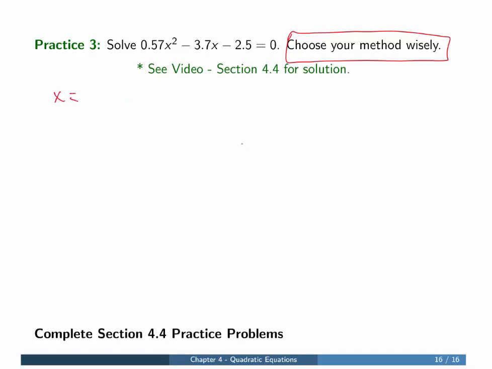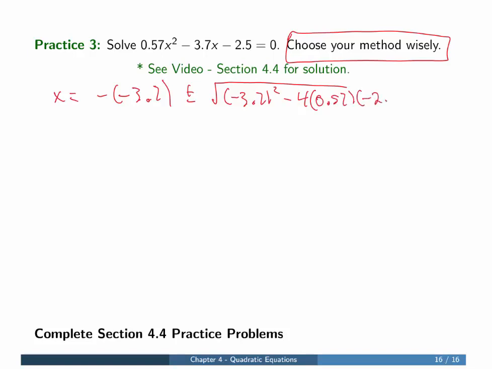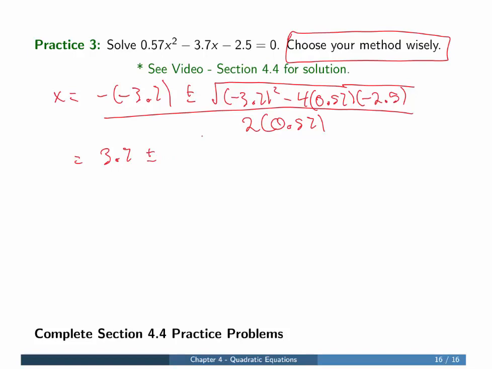So one last example. X equals negative b, negative, like that, plus or minus the square root of b squared minus 4ac, all over 2 times 0.57, which is a. So despite how hideous these numbers are, it really makes no difference, because when you do it, the formula will take care of itself.